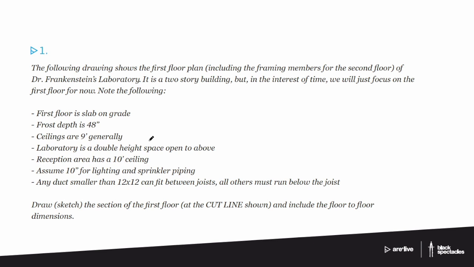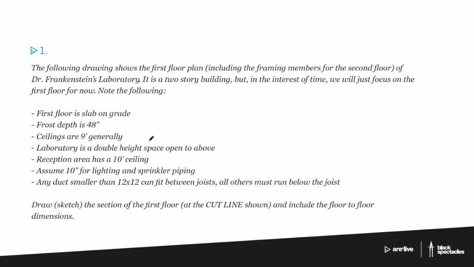Note the following. First floor is slab on grade, frost depth is 48 inches, ceilings are 9 foot generally. Laboratory is a double height space open to above, because you have to be able to get the lightning from above to get the whole thing to work. But for our purposes, it's a double height space. The reception area has a 10-foot ceiling. Assume 10 inches for lighting and sprinkler piping. We'll talk about that in a second.